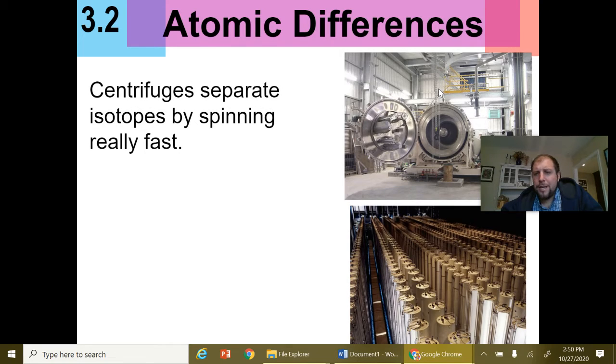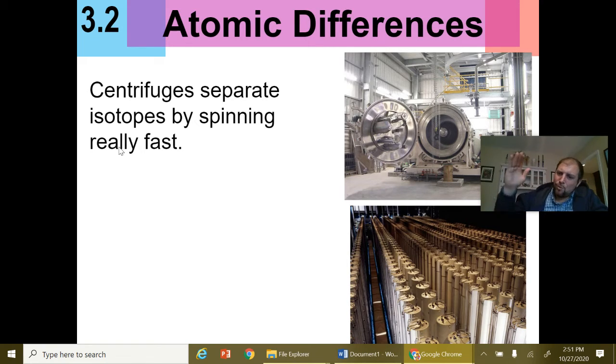Now, we can separate out these isotopes using something called the centrifuge. The way it works is simple. A heavier version of an atom that has just 1 or 2 extra neutrons is going to be more dense than other isotopes. And because it's more dense, it sinks. Just like if you layered oil and water, the more dense thing sinks.